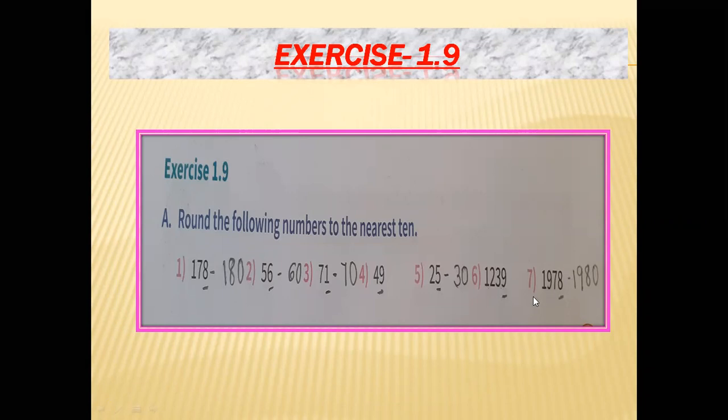Next, seventh one, 1978. Okay, see 1978. In ones place 8 is there, so tens place it changes to the next digit. In tens place 7 is there, it will become 8, and then hundreds and thousands place remain the same only. See, 1980. Understood now? This is about rounding numbers to the nearest 10.